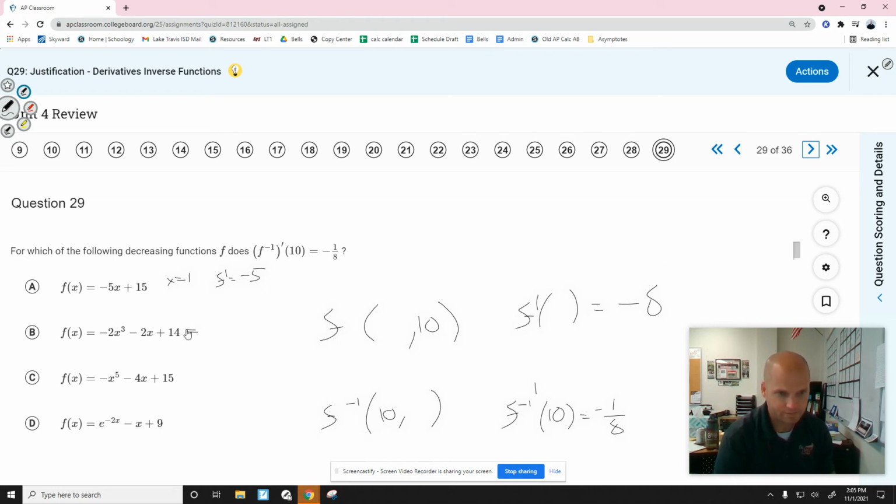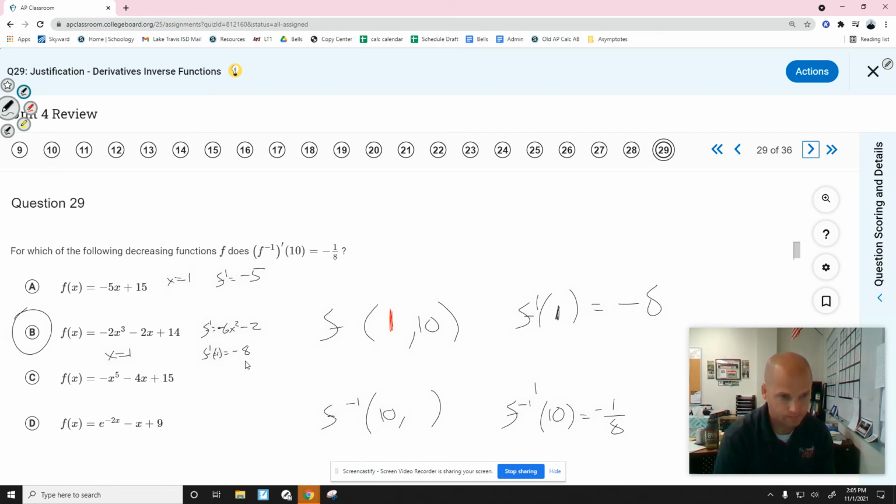Y coordinate's 10. 1, I think, works. Like -2 minus 2 plus 14, 10. So x equals 1 again. The derivative at 1, it looks like we're going to have 1 everywhere. The derivative at 1, we want to equal -8. f prime equals -6x squared minus 2. Aha! f prime at 1 is -8. B looks correct. Let's just double check.